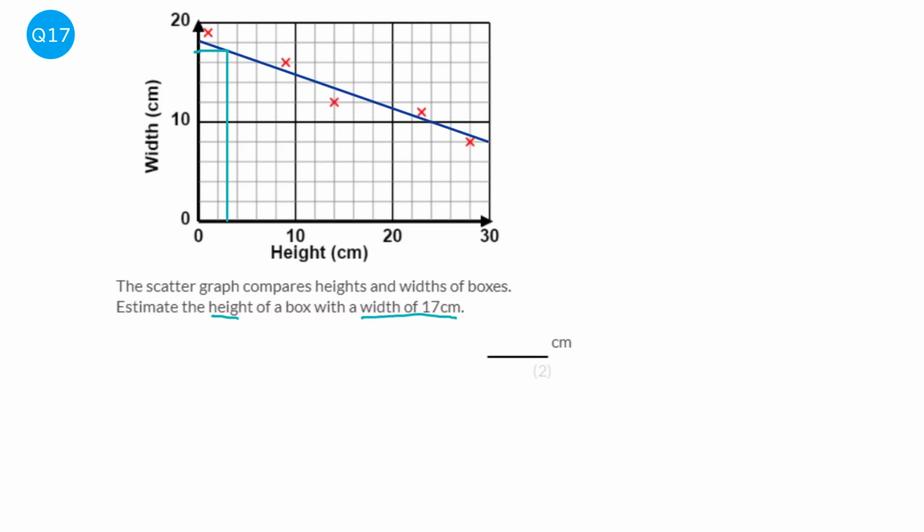And what we do is we draw a line down when it hits the line of best fit. Now looking at the scale here, this seems to be going up in 2s. And so this line here would be at 3.